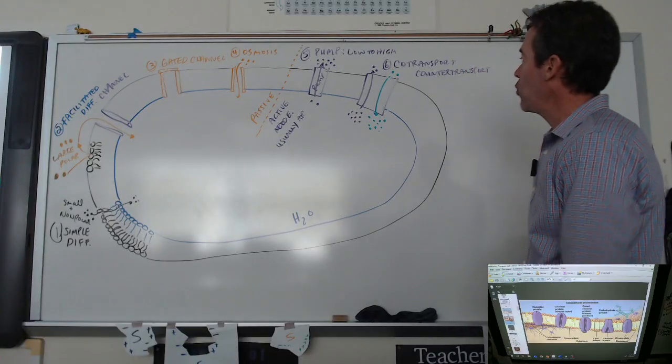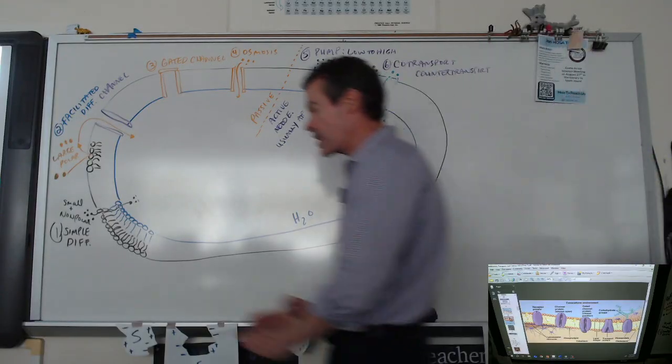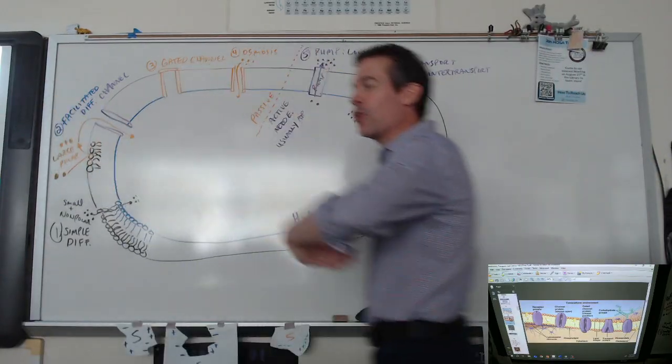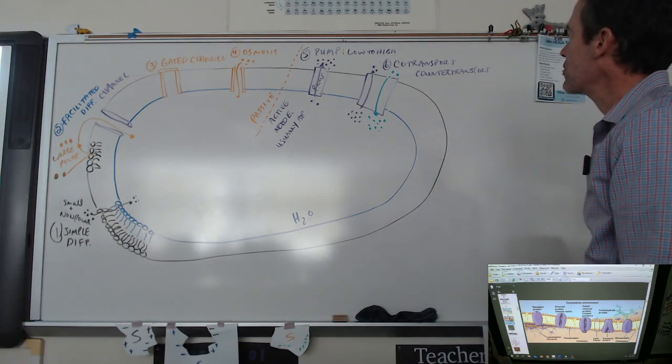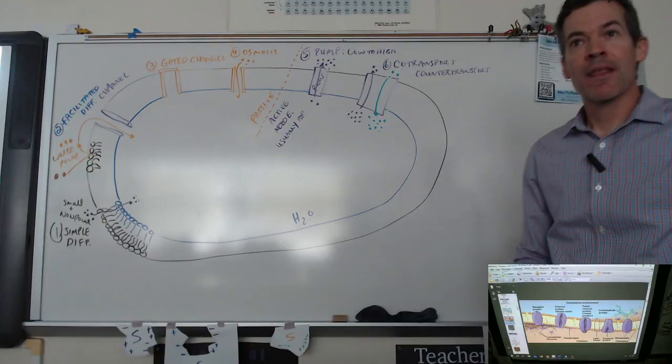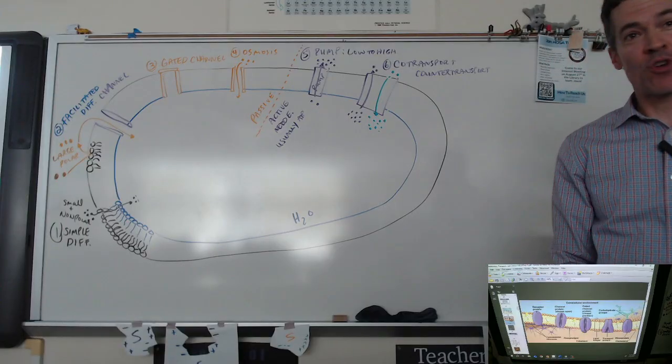So basically, it's all about which way the arrows are going. If the arrows are both going out or both going in, that's cotransport. If one's going one way and the other's going the opposite way, that's countertransport. Again, this is classified as active transport.